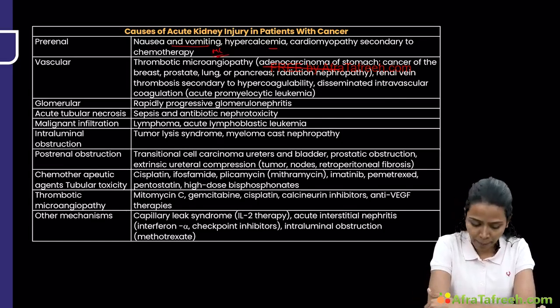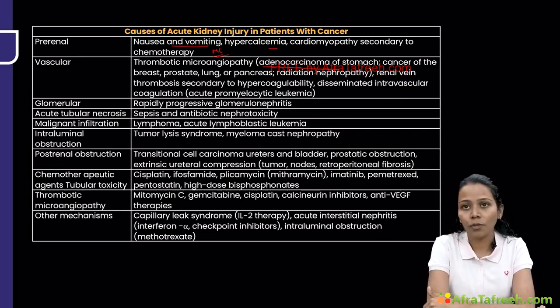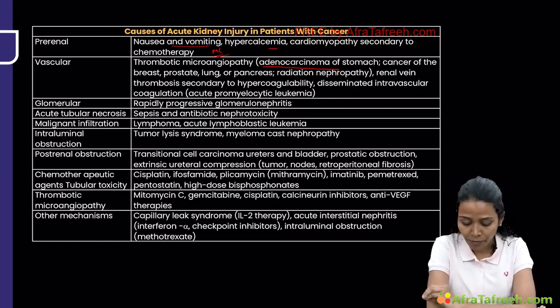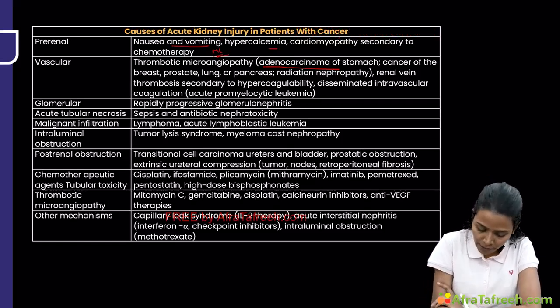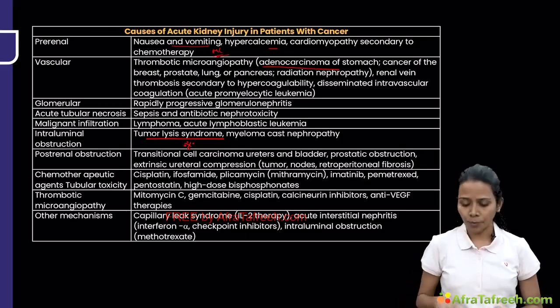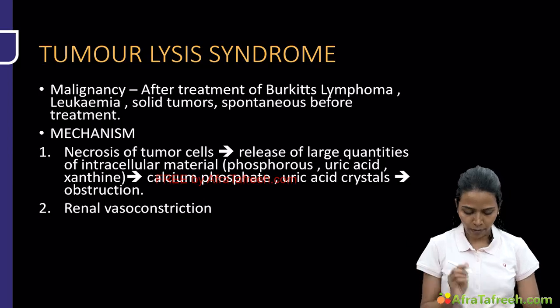Glomerular RPGN can happen. Acute tubular necrosis because of sepsis and toxicity of any drug that is given. Malignant infiltration of the kidney like in lymphoma and ALL. Intraluminal obstruction like in tumor lysis syndrome. So this is one important thing that you have to remember. Tumor lysis syndrome is very important to remember, so we'll go into detail about that.